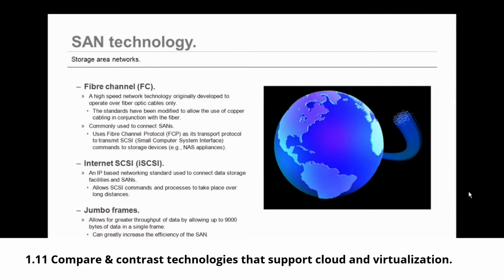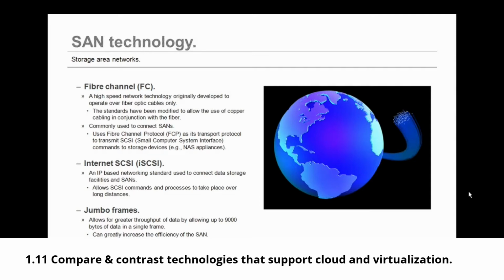With all of that data storage capabilities, several technologies have been developed to ease the transmission of that data. The first one that we're going to discuss is Fibre Channel, or FC. Fibre Channel is a high-speed network technology that was originally developed to operate over fiber optic cables only. Since its introduction, the standards have been modified to allow the use of copper cabling in conjunction with fiber optic cabling. Fibre Channel is commonly used to connect to SANs.